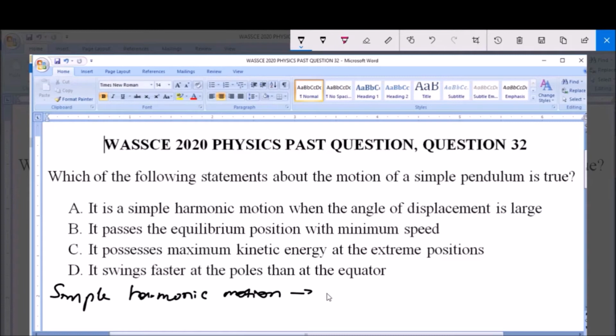equilibrium position. A simple pendulum does not return to its equilibrium position at once. It undergoes a simple harmonic motion, that is a to and fro motion, before it finally gets to its equilibrium position.